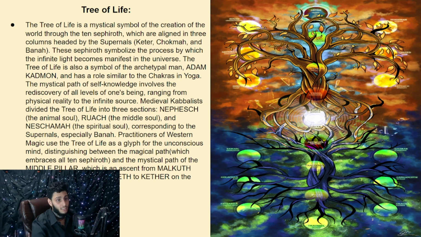Medieval Kabbalists divided the Tree of Life into 3 sections: Nefesh, the animal soul; Ruach, the middle soul; and Neshamah, the spiritual soul. Corresponding to the supernals, especially Binah, practitioners of Western magic use the Tree of Life as a glyph for the unconscious mind, distinguishing between the magical path, which embraces all 10 Sephiroth, and the mystical path of the middle pillar, which is an ascent from Malkuth through Yesod and Tiferet to Keter on the central pillar of the tree.